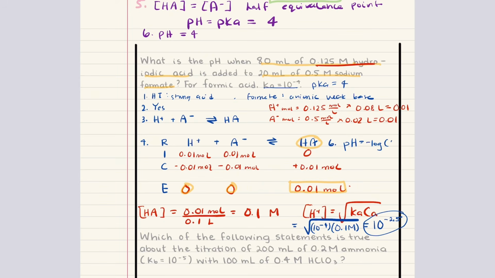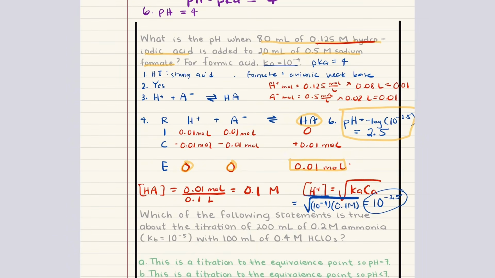pH is equal to the negative log of the hydrogen ion concentration. We just said that the hydrogen ion concentration is equal to 10 to the negative 2.5. So pH is going to be the negative log of that number. pH is equal to 2.5. That makes sense. At the stoichiometric point, for a strong acid plus conjugate base, only the weak acid remains. So the solution should be acidic, and that is exactly what we calculated.